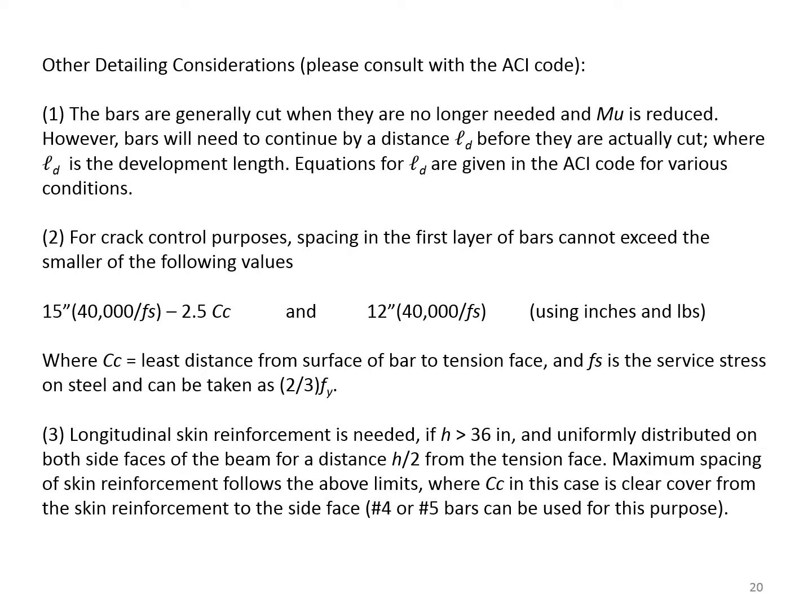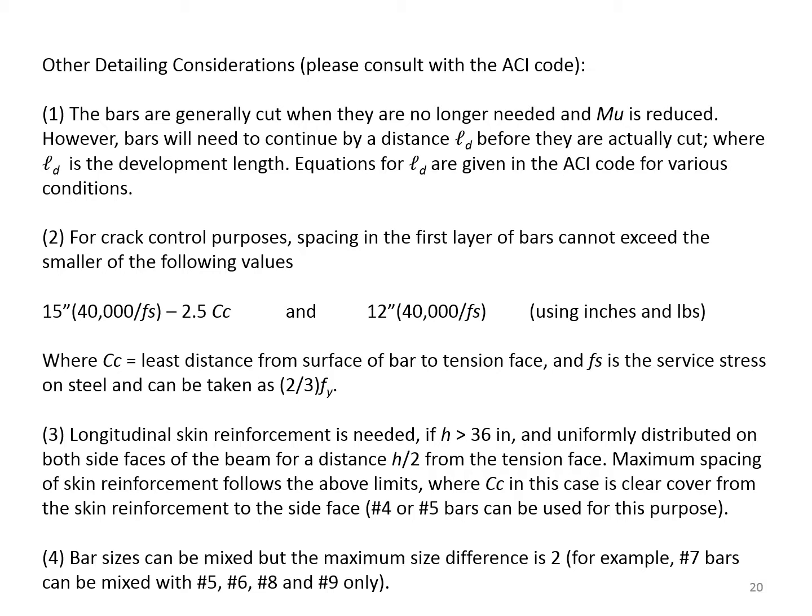Longitudinal skin reinforcement is needed if h is larger than 36 inches and uniformly distributed on both side faces of the beam for a distance h over 2 from the tension face. Maximum spacing of skin reinforcement follows the above limits, where cc in this case is the clear cover from the skin reinforcement to the side face. Usually number 4 or number 5 bars are used for this purpose. Bar sizes can be mixed, but the maximum difference is 2. For example, number 7 bars can be mixed with number 5, 6, 8, and 9 only.